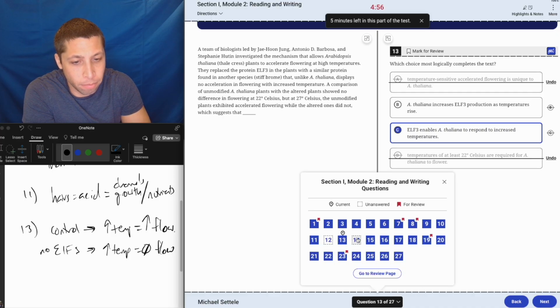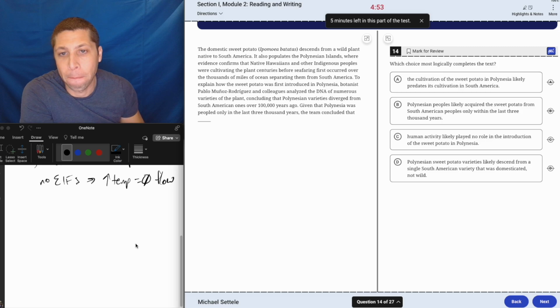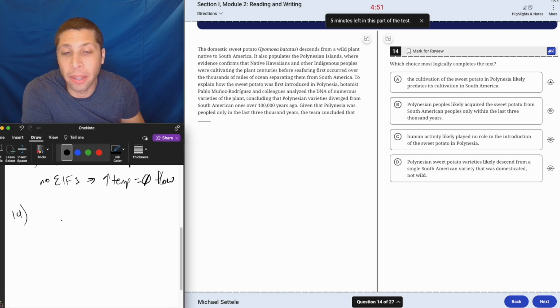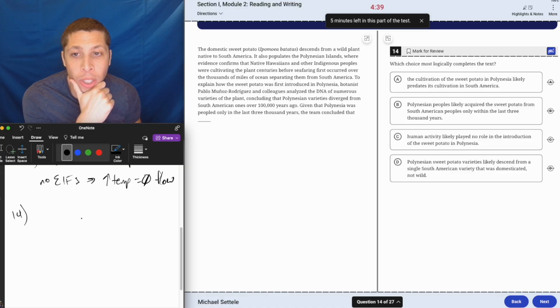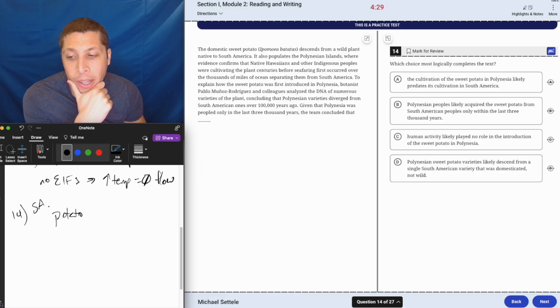Okay. 14. Okay. I've seen like all these questions before. I mean, I don't have a memory of the answers, but still. Domestic sweet potato descends from a wild plant native to South America. It also populates the Polynesian islands, where evidence confirms that native Hawaiians and other indigenous peoples were cultivating the plant centuries before seafaring first occurred over the thousands of miles of ocean separating them from South America. So, potato. So South America goes to the potato, where evidence confirms that native Hawaiians and other indigenous people were cultivating the plant before seafaring first occurred.